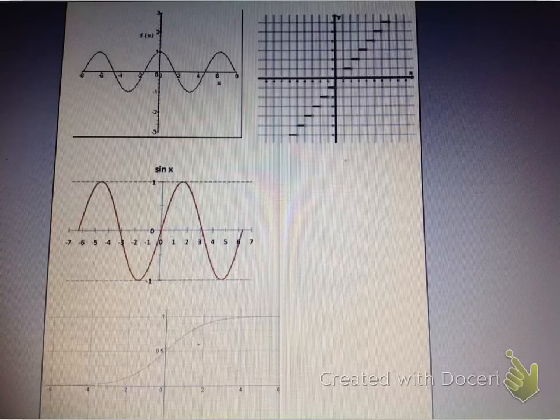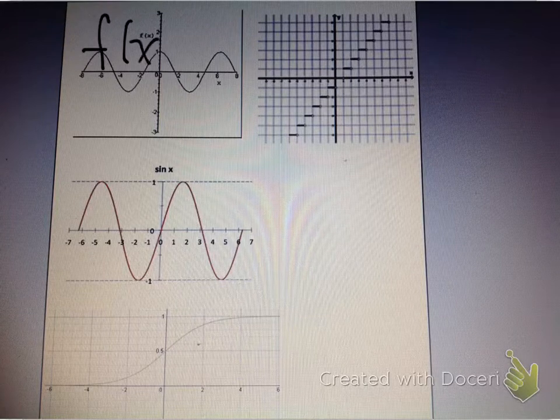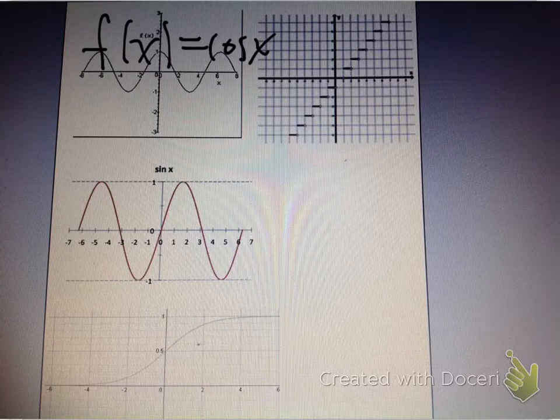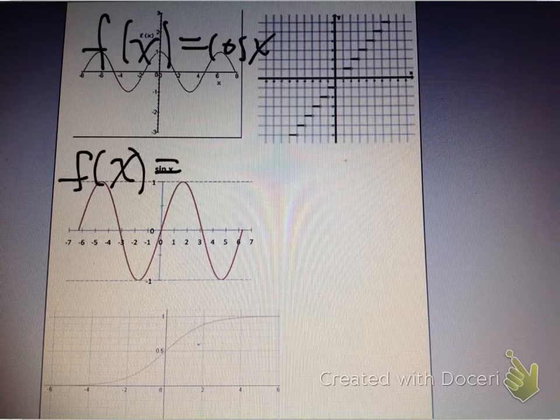Four more. Alright, top left we have the cosine function, f of x equals the cosine of x. And I'm going to skip and go below and define this function. So this is going to be f of x equaling the sine of x.